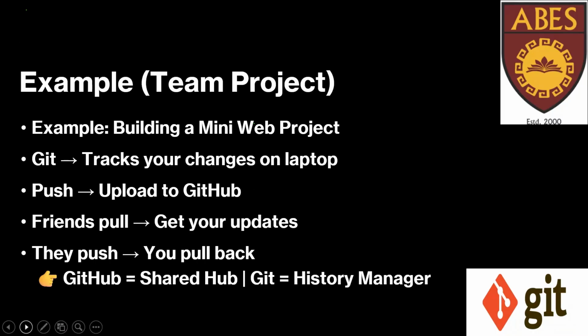On your laptop, Git tracks your changes like saving checkpoints. You push it to GitHub. Your friends can see and pull updates. They add new features, maybe push again and pull back. GitHub acts as a shared code hub and Git acts as the history manager.